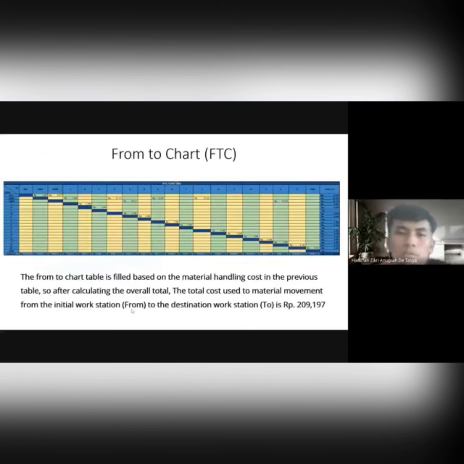So next is the from-to chart, FTC. The from-to chart table is filled based on the material handling cost in the previous table. So after calculating the overall total, the total cost used for the material movement from the initial workstation to the destination workstation is 209,197.